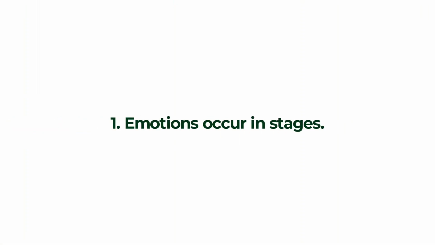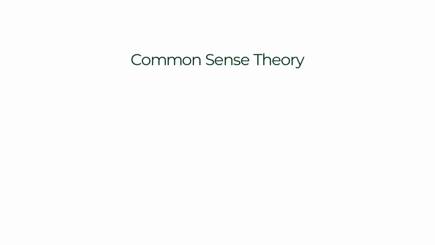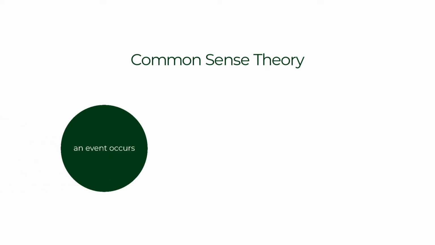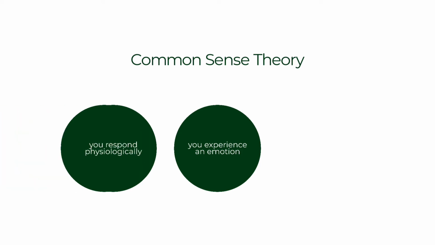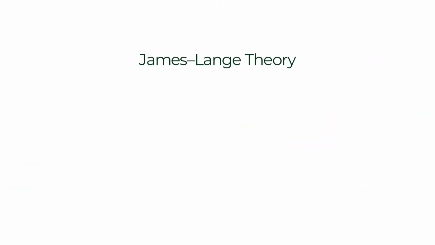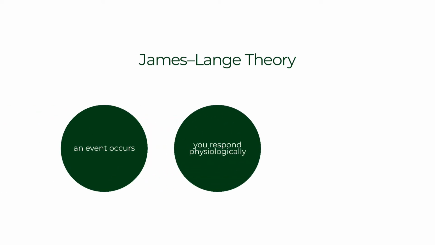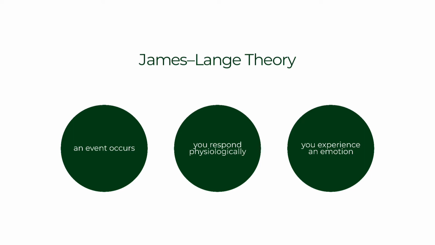First, emotions occur in stages. Different theories have been offered to explain the stages. In common sense theory, the process would go like this. An event occurs. You experience an emotion. You respond physiologically. The sequence of events according to the James-Lange theory is: an event occurs. You respond physiologically. You experience an emotion.